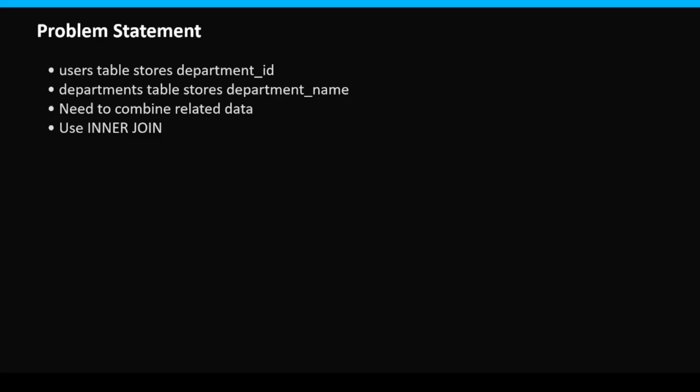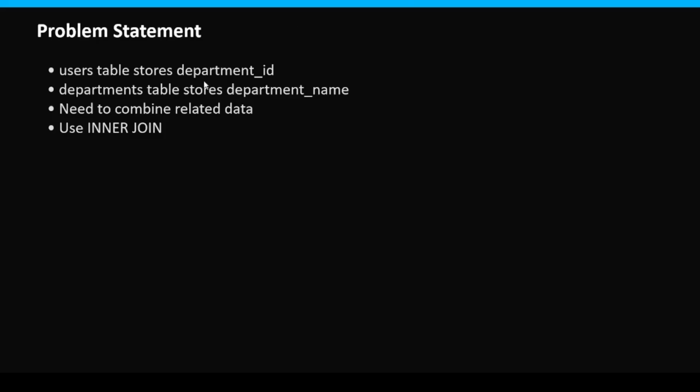Imagine you have two tables, one is user and another is department. The user table stores the department ID and the department table stores the department name, and we need the combined data for the table. Now we want to display the result as the username and department name. The department name isn't stored inside the user table, it is stored in another table called department.